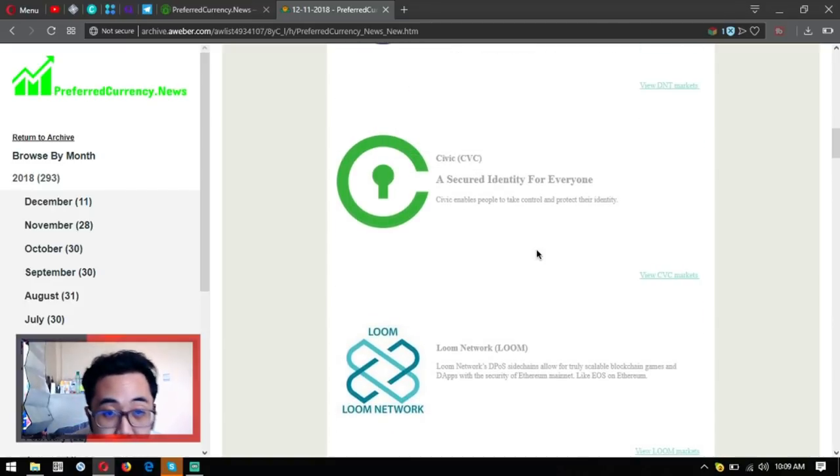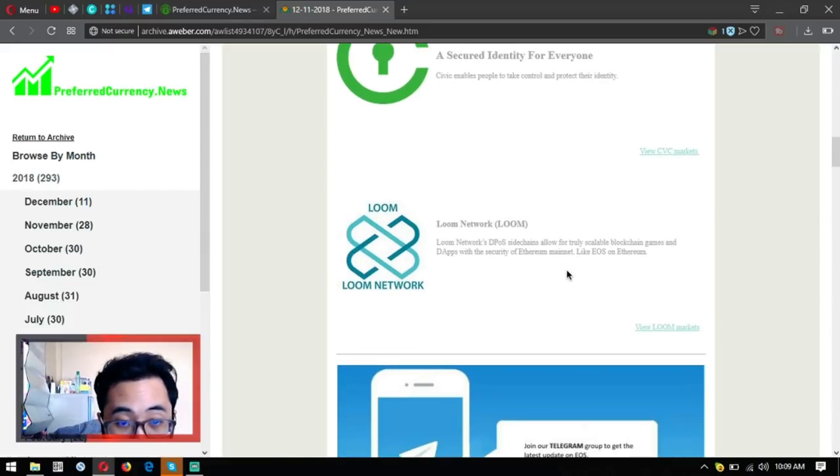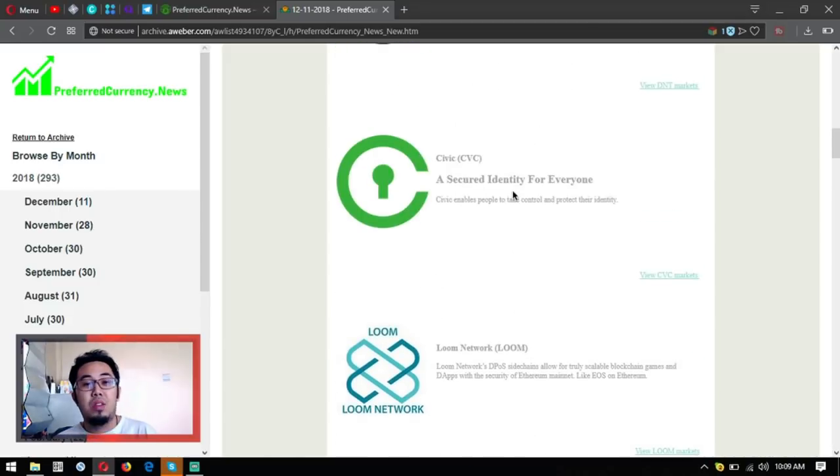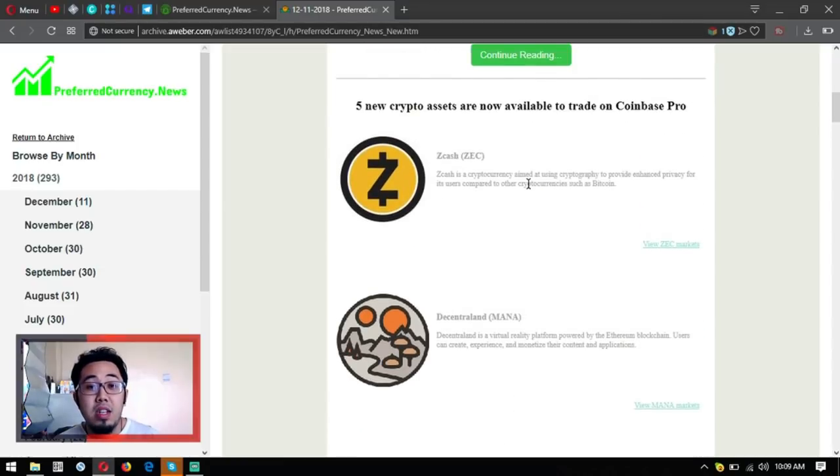So Civic enables people to take control and protect their identity. Loom Network, okay. Loom Network, DPoS or decentralized proof of stake sidechains allow for truly scalable blockchain games and dApps, or decentralized applications, with the security of Ethereum mainnet, like EOS on Ethereum. Alright, so those were the 5 newly added crypto assets on the Coinbase Pro Exchange.